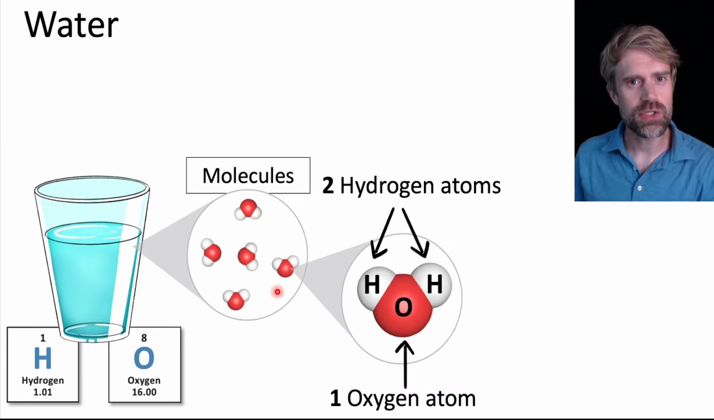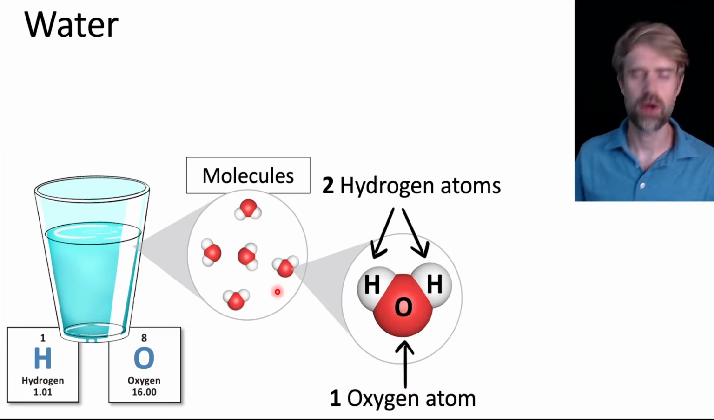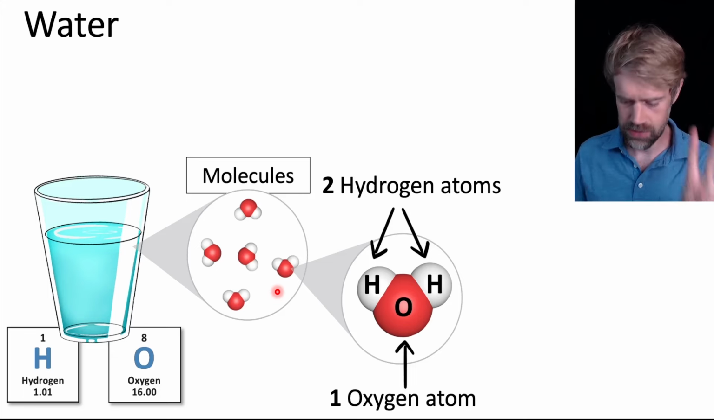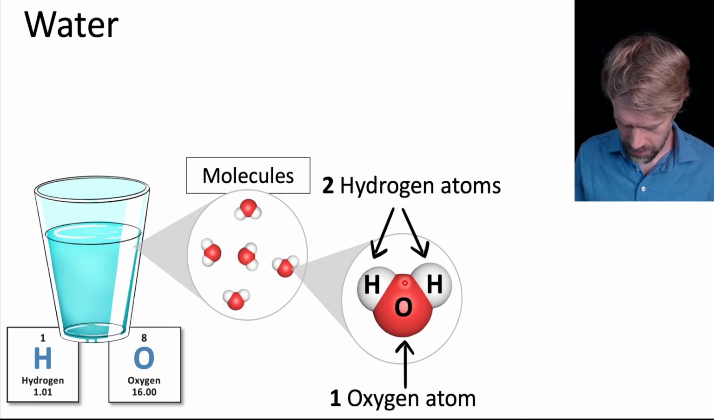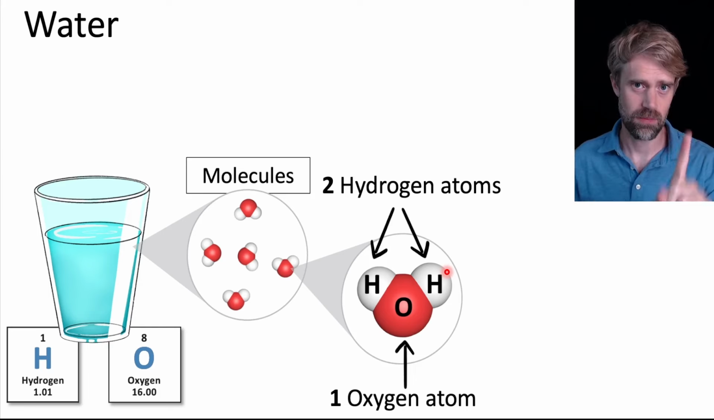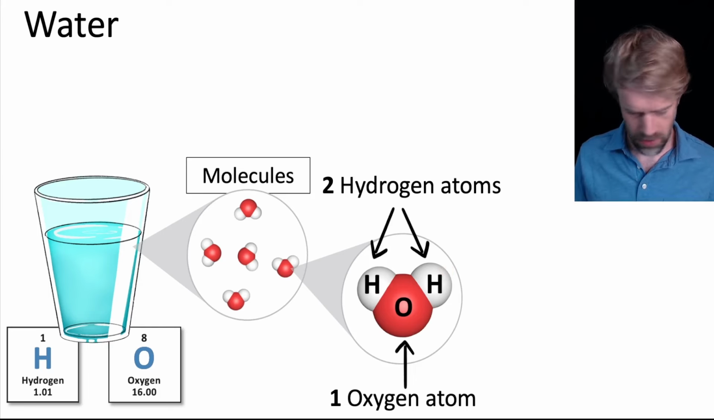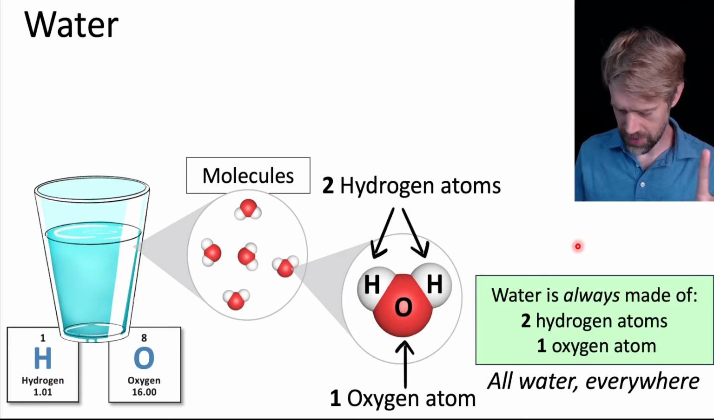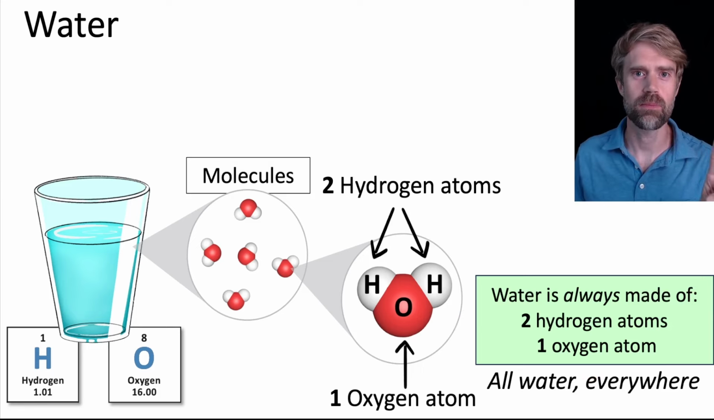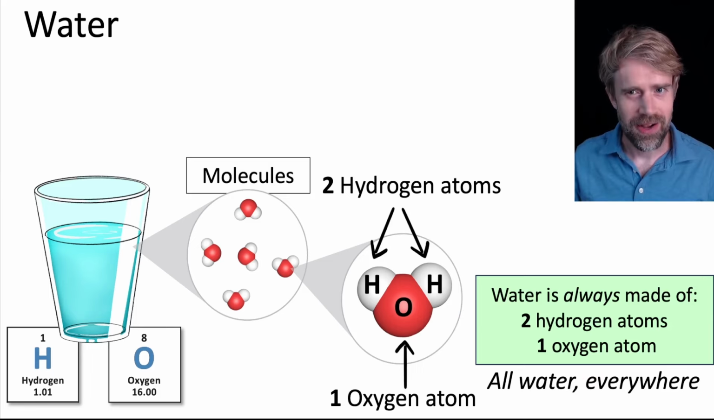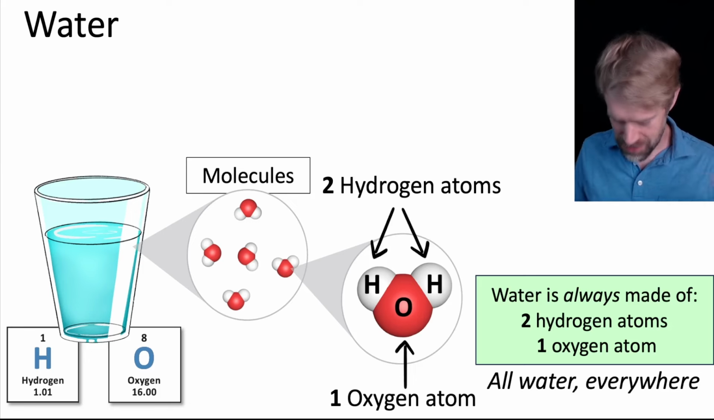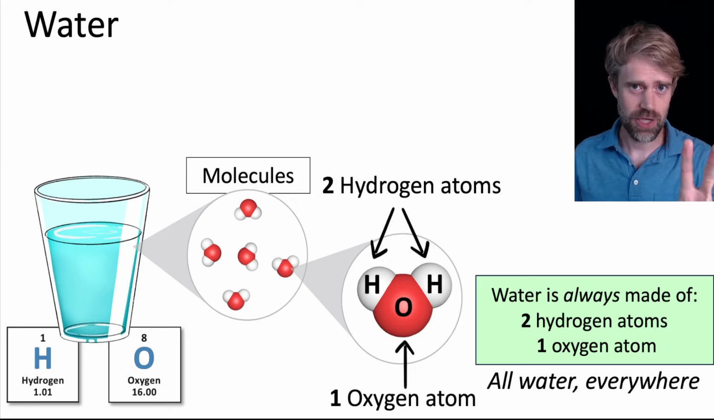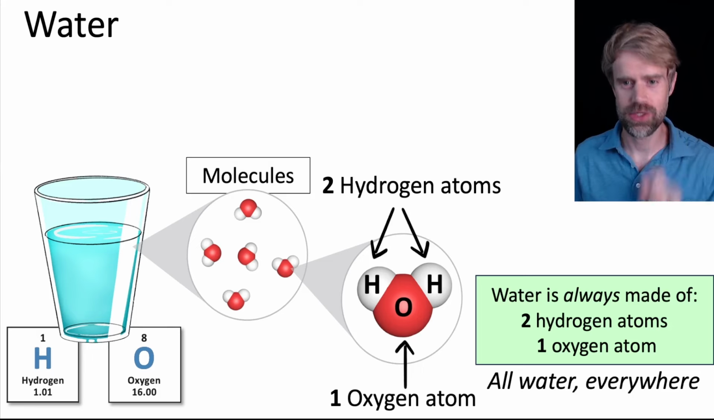Now, if you looked even closer, you'd see that each water molecule is made up of 2 atoms of hydrogen, these are the white atoms here, attached to 1 atom of oxygen. That's the red atom right here. Water is always made of 2 hydrogen atoms attached to 1 oxygen atom. Every drop of water anywhere in the universe is made of molecules with 2 hydrogen atoms attached to 1 oxygen atom. That doesn't ever change.